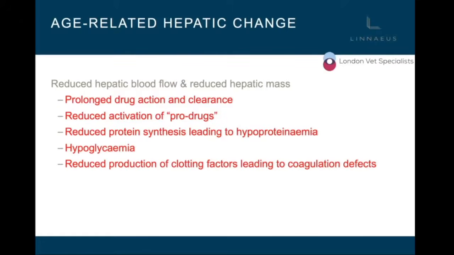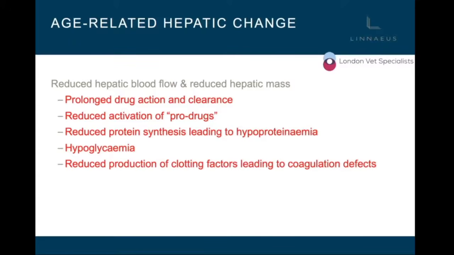As the animal gets older, they do lose hepatic mass, so they have fewer numbers of hepatic enzymes to deal with drugs, and blood flow is reduced to the liver in older age, so the drugs that we do give the animal may circulate for longer before they are removed or broken down by the liver. So we may see prolonged drug action and increased duration of clearance of these drugs.